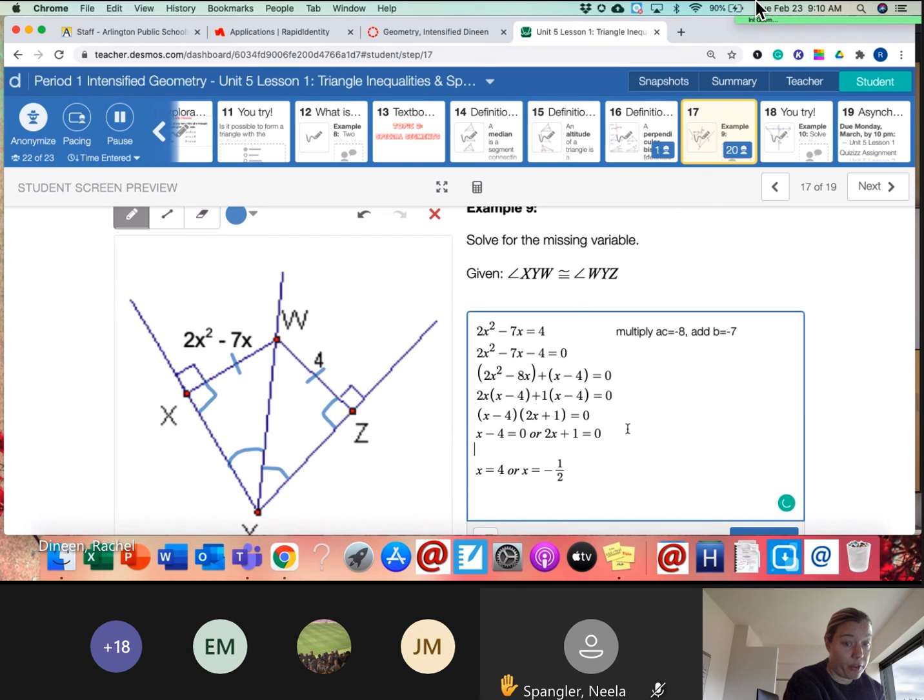I know I went through that fast. I do like to respect synchronous versus asynchronous class time. So there is another factoring example, 18, that you can try if you want to stay on. I can go over it with you slower if that is something you would like.